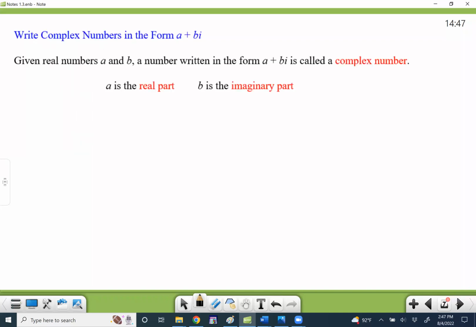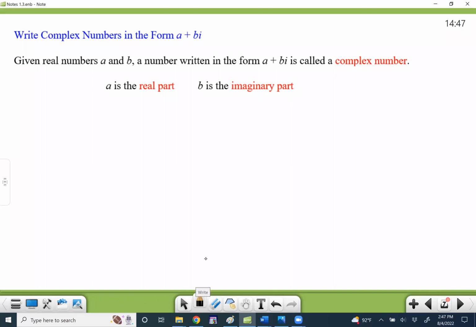All right, so when we write complex numbers, we write them in the form a plus bi. A lot of your directions on your homework say to write your answer in a plus bi form, and they're pretty anal about that. So you'll want to make sure that you really do write it that way. Okay. So the a part, that's what we call the real part. The b part is what we call the imaginary part.